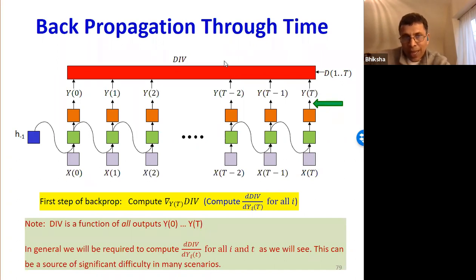Now we're going to assume that although this divergence is a function of two sequences, it is possible to compute the derivative of the divergence with respect to each of the outputs of the network. This is going to be required, and this can actually be a source of significant difficulty in many scenarios, computing the derivative of this divergence with respect to these individual outputs. But for now, we're going to assume that it's just possible.